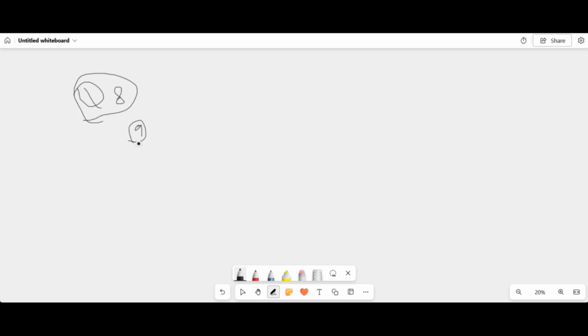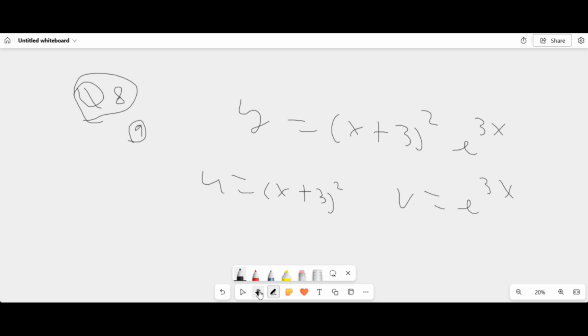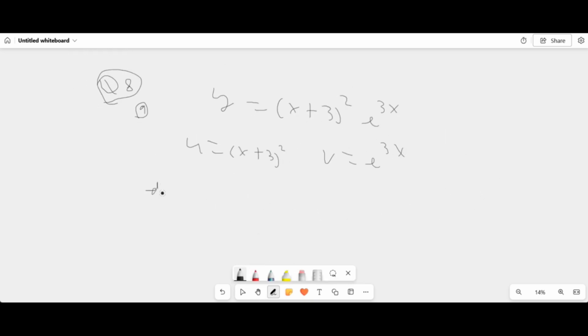Question 8a. y is equal to (x plus 3) squared times e to the power 3x. So u is equal to (x plus 3) squared, and v is equal to e to the power 3x. Obviously, differentiate u: du over dx is going to be, bring the 2 down, 2(x plus 3). Differentiate the inside is just 1, times outside does nothing, and then the 1 on top just stays the same.